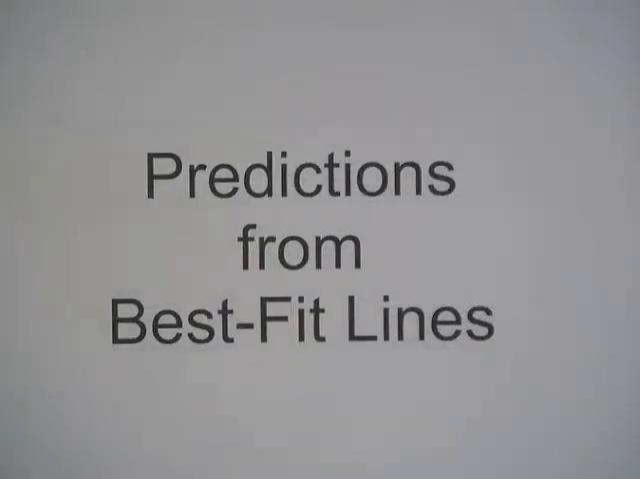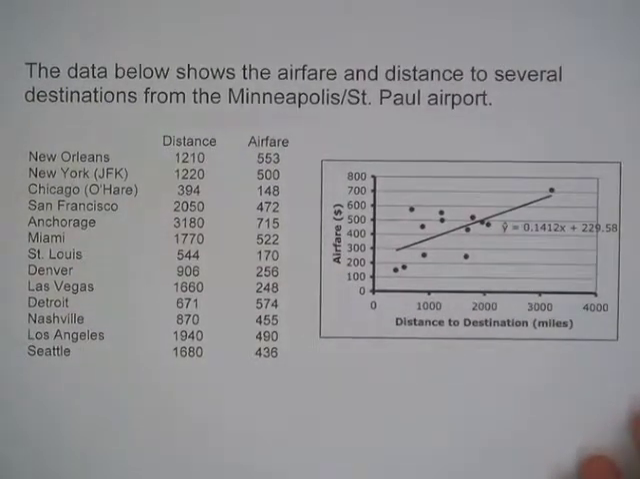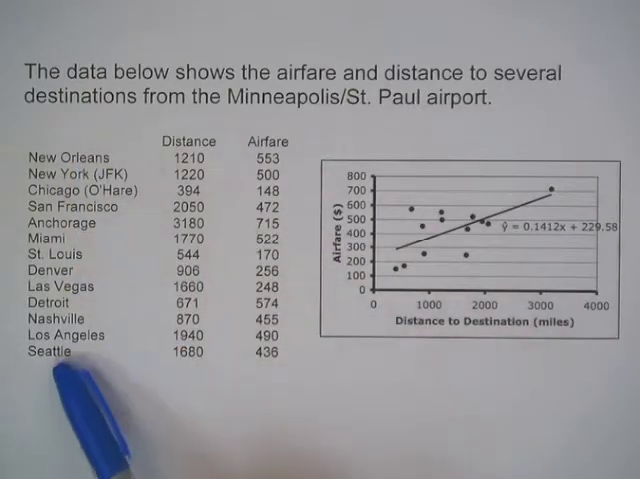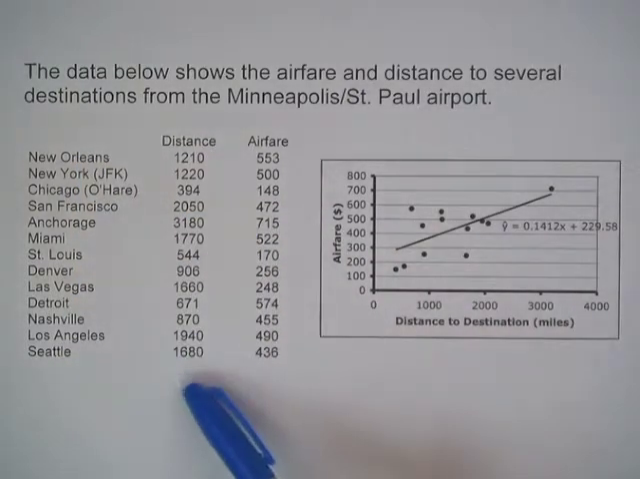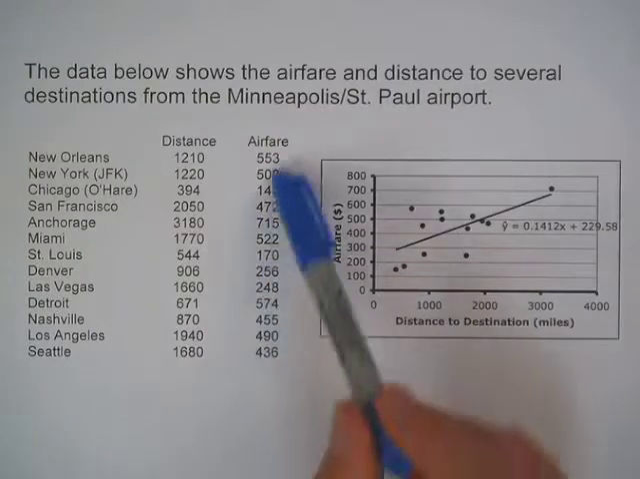Hi, this tutorial covers predictions from best fit lines. So let's start with some data. The data below shows the airfare and distance to several destinations from the Minneapolis-St. Paul airport. We can see that there are 13 destinations. The distances are measured in miles, and these are all miles from the MSP airport. And all the airfare prices here are in dollars.